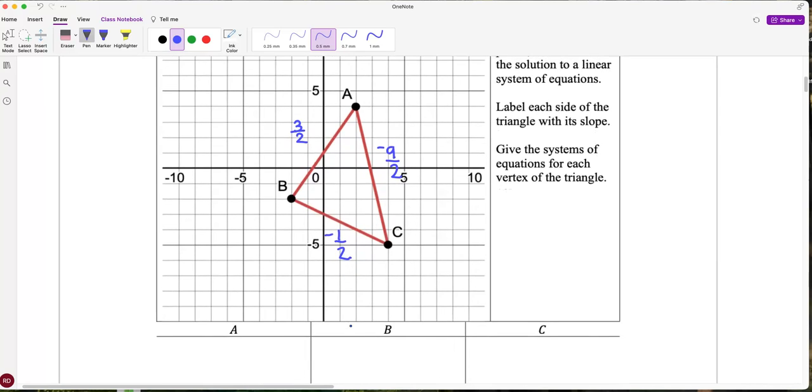So let's look at point A. Point A is the intersection of two lines, so it will be the solution of those two equations. If I look at it, I can see that the y-intercept right here is at 1. So the first line has to be y equals 3/2 x plus 1. Now I know that that same line is going to be the one that I use in B. So it's going to have to be that same line.